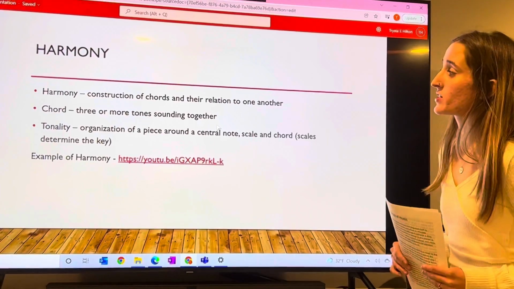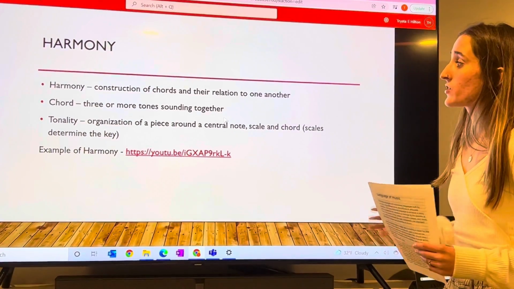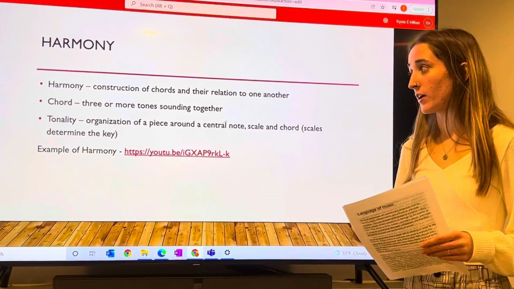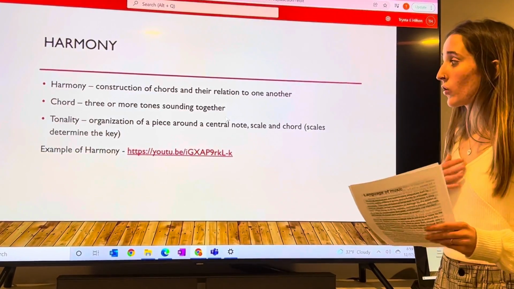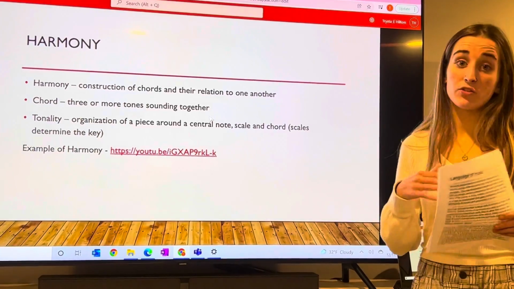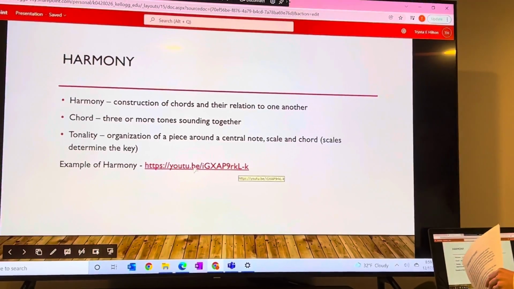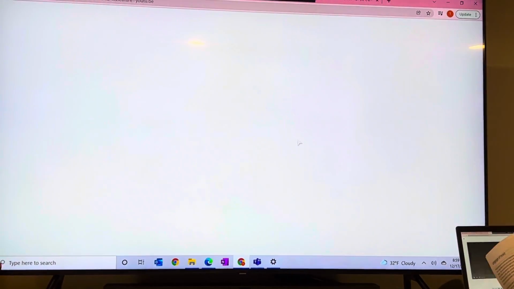Next is harmony, which is the construction of chords and their relation to one another. A chord is 3 or more tones sounding together, and tonality is organization of a piece around a central note, scale, and chord. Scales determine the key. Here is a musical example of harmony and how it sounds.